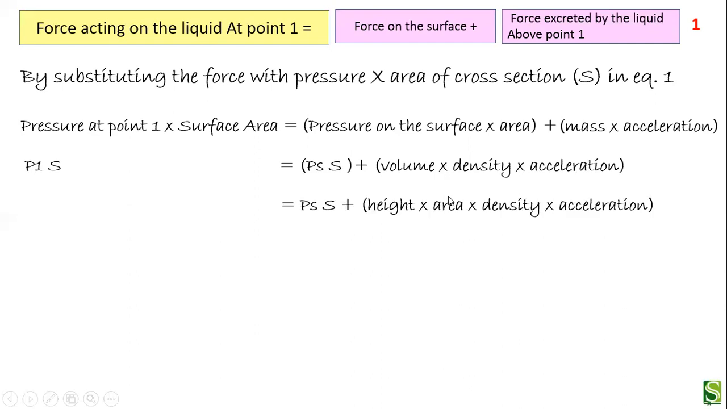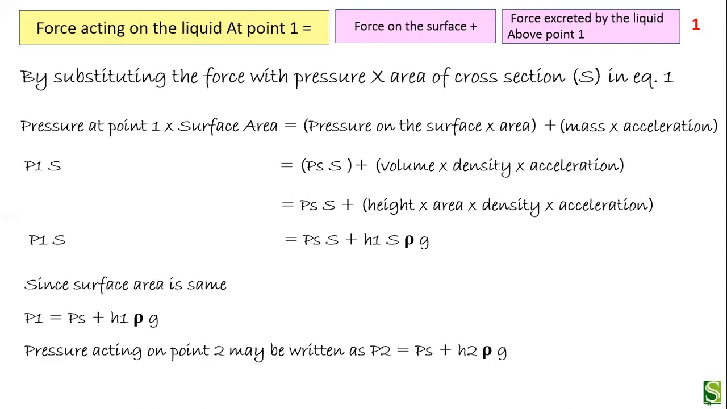Okay, so now we will again write P1S is equal to PS into S plus height into area into density into acceleration. Now from where did this height into area come? From the volume. We are simplifying now. The formula for volume is height into area. So now we will write this equation as P1S is equal to PS into S plus H1 S rho G. Rho is the density, G is the acceleration due to gravity, S is the area, H1 is the height.